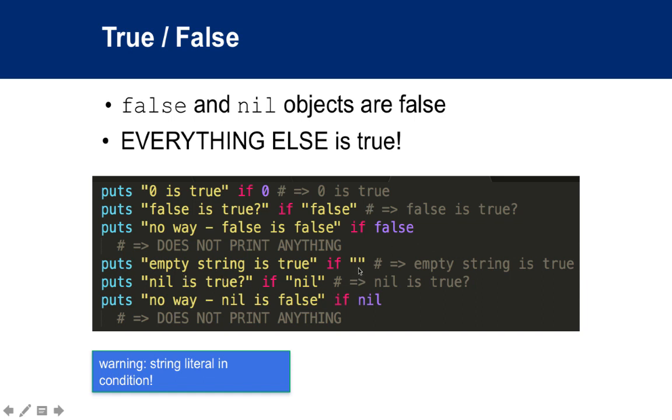Empty string, in some languages, would be considered false. Not in Ruby. In Ruby, an empty string is absolutely true. And the "nil" string is also true. And the nil object is going to be false.